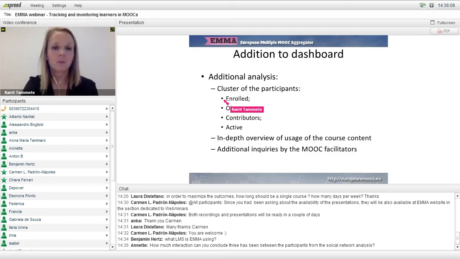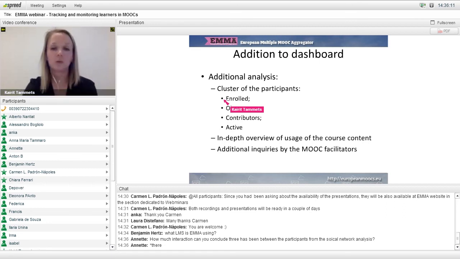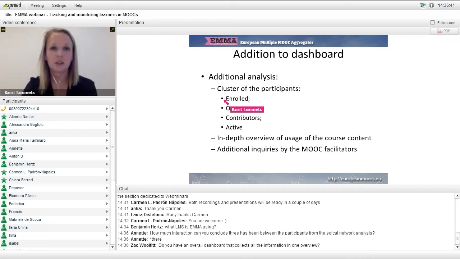Okay. But as I said before, in addition to the dashboard, we also do some additional analysis for evaluation purposes. We have also clustered our participants, and based on the interactions, we cluster them as only enrolled users, observers, contributors, or active participants. We are doing more in-depth analysis of the usage of the course content, and if MOOC providers have additional inquiries, we will do our best to extract the data and analyze it accordingly. And this could be specific: if someone wants some specific things, then we can do it.